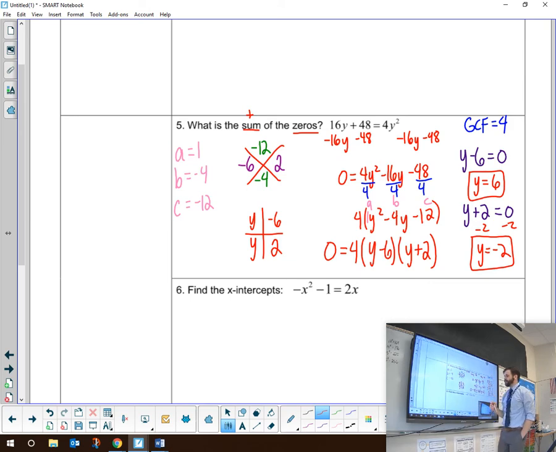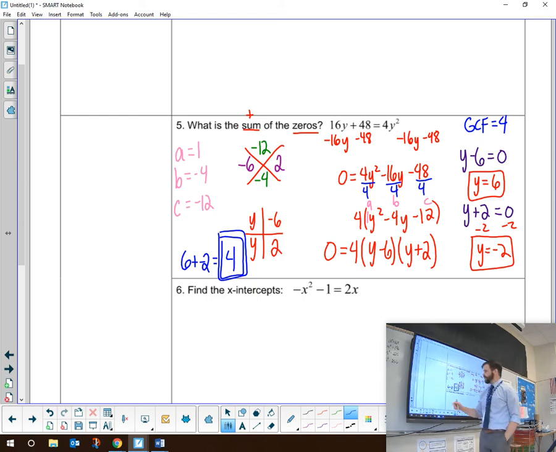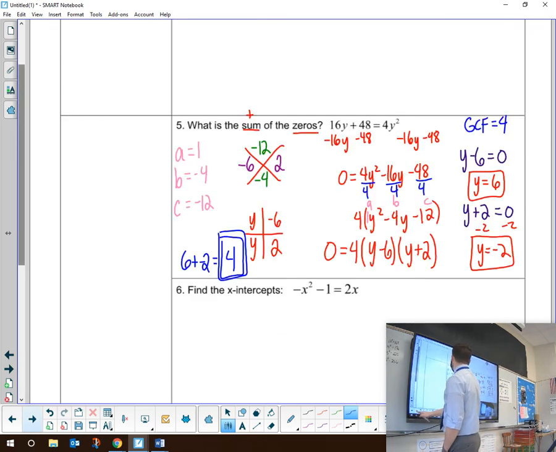But we look back at my question and we think, what is it asking me? And it's asking me what is the sum of the zeros. So now I need to add these zeros back together to find what the sum is. So let's just go do that real quick. 6 plus negative 2 equals positive 4. So my final answer on this problem is just going to be 4. All right. We're going to skip now to number 7.